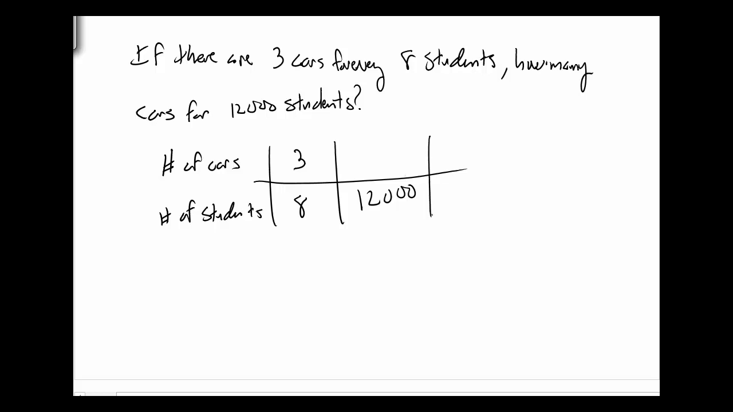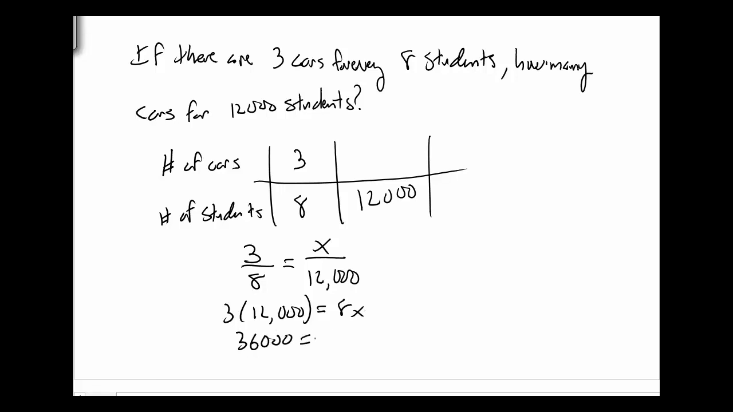Okay, so we're going to set up a nice ratio. 3 over 8 equals x over 12,000. And I'm going to cross multiply. So 3 times 12,000 equals 8x. That gives me 36,000 equals 8x. So how do I solve for x? We divide by 8. So then x would be 4,500. Assuming that relationship holds, I would expect there to be 4,500 cars.